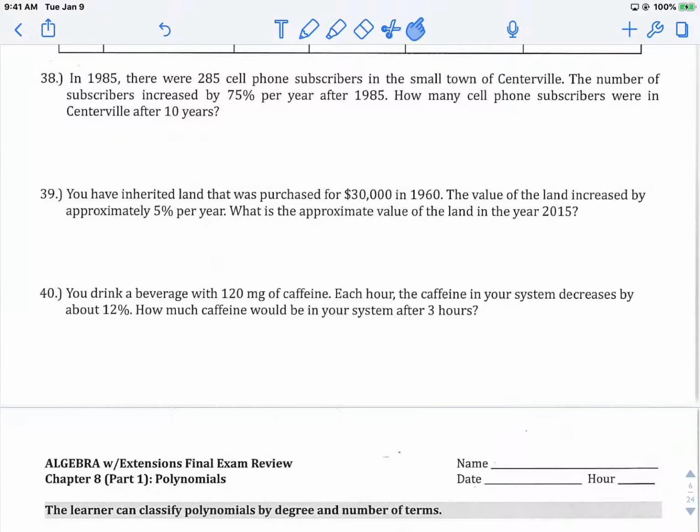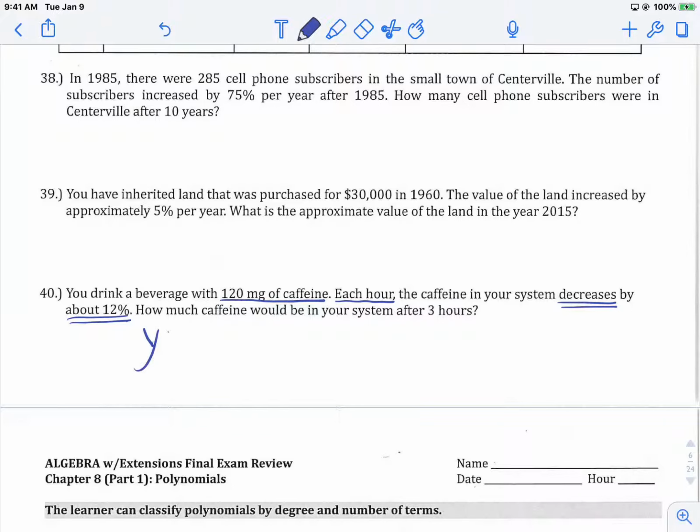We used these then in 38 through 40 to make an equation that represented a situation that was growing or decaying by a percentage. So when we look at one like number 40, and they're talking about decreasing, you drink a beverage with 120 milligrams of caffeine. Each hour, the caffeine in your system decreases by 12%. How much caffeine would be in your system after 3 hours?